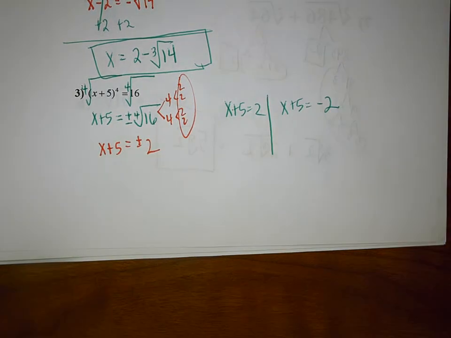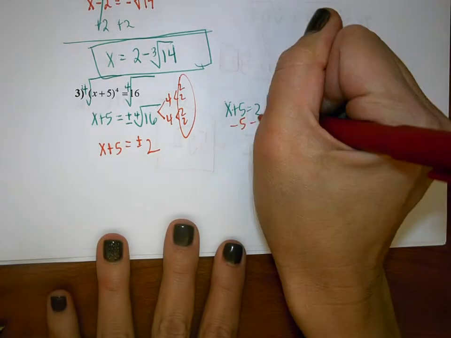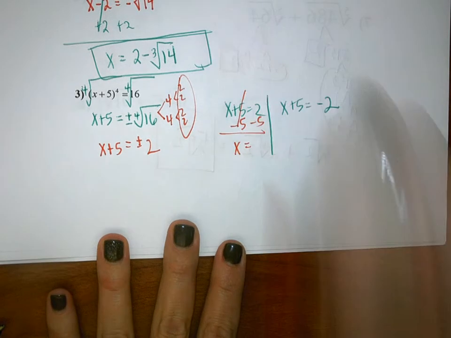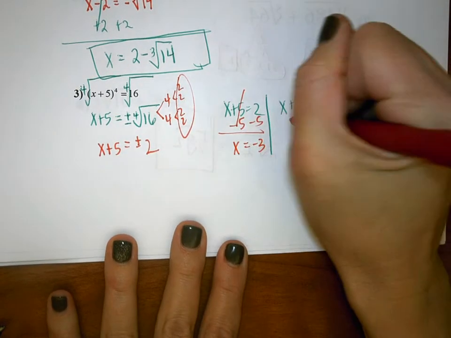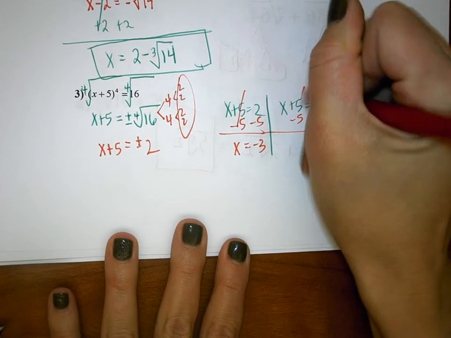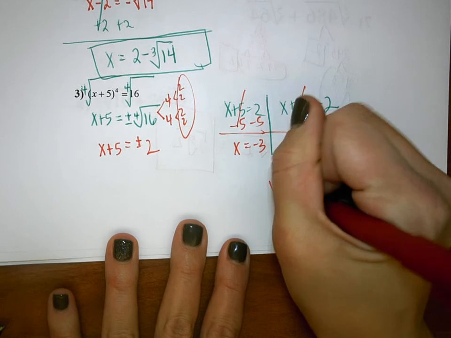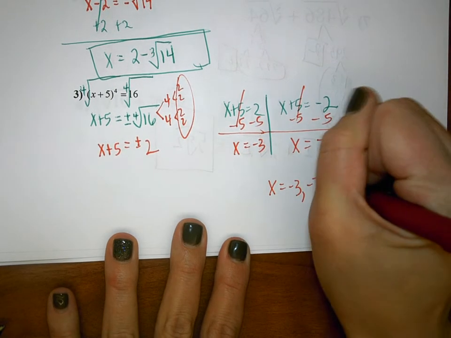And my next step is what, Ivy? Good. When I subtract 5, what do I get? Awesome. Okay, so those are my two answers. X equals negative 3 and negative 7.